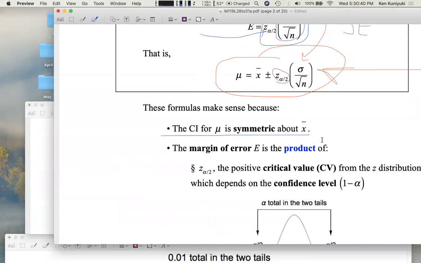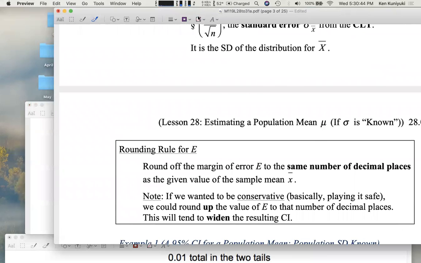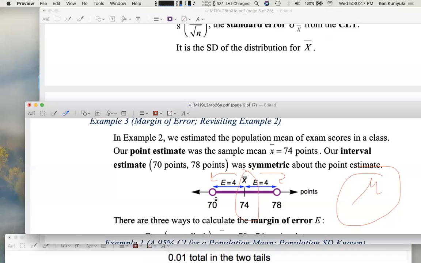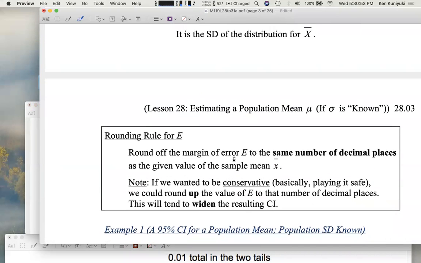What's the rounding rule for rounding off the margin of error? And this ends up leading you to round off the limits for the confidence interval. Like over here, the limits were 70 points and 78 points. The rounding rule for the margin of error, E: you round off E to the same number of decimal places as the given value of the sample mean, x bar. So for example, if the sample mean is rounded off to 2 decimal places, you round off E, the margin of error, to 2 decimal places. And then the limits of the confidence interval will also be rounded off to 2 decimal places.